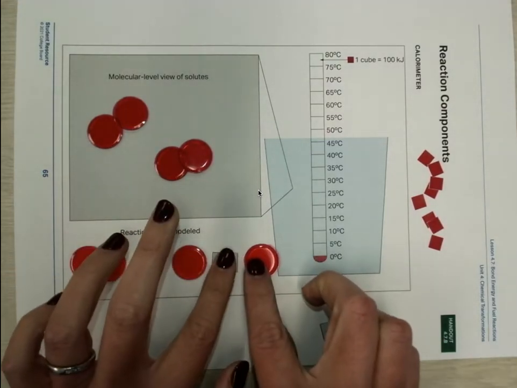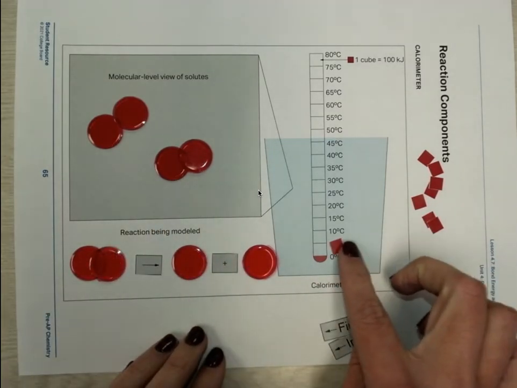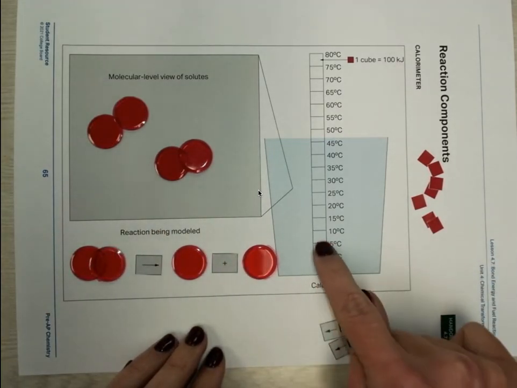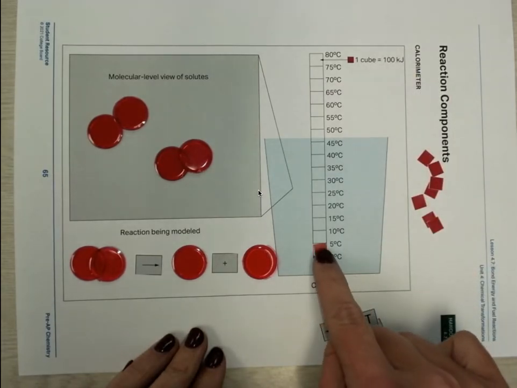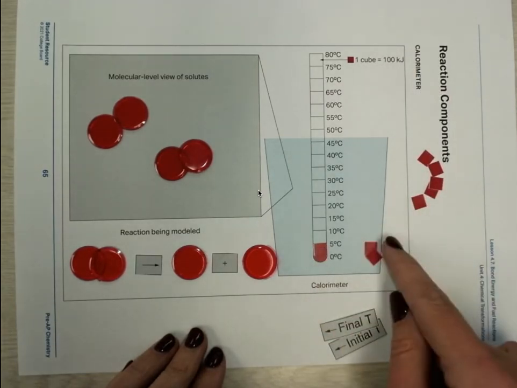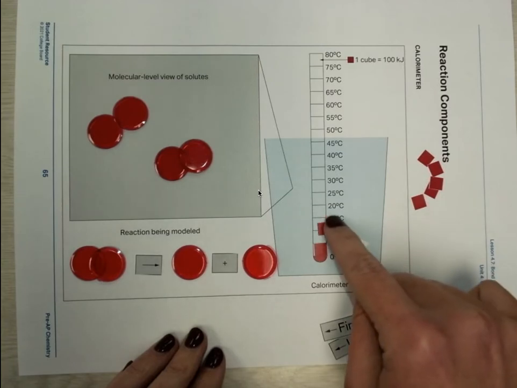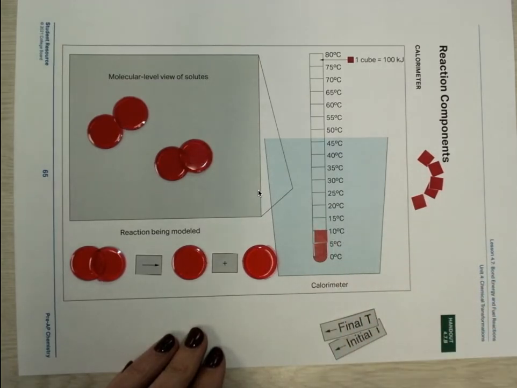And so what you're going to do is use these little cutouts here, and each little box represents 100 kilojoules, right? But we're going to start at an initial temperature of 25.